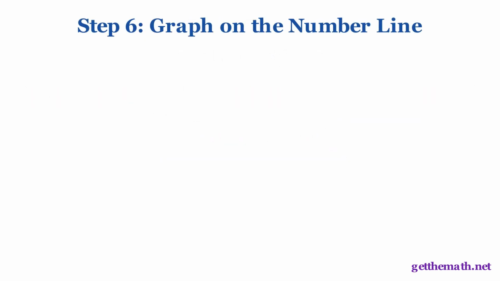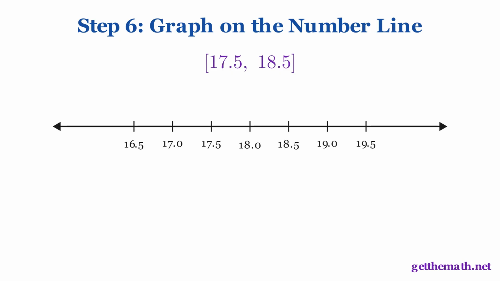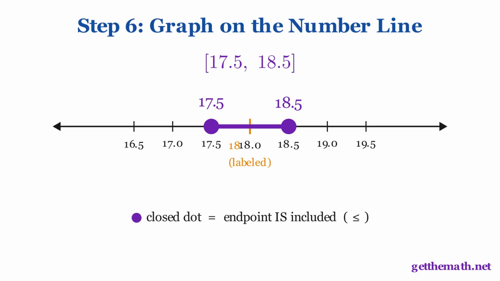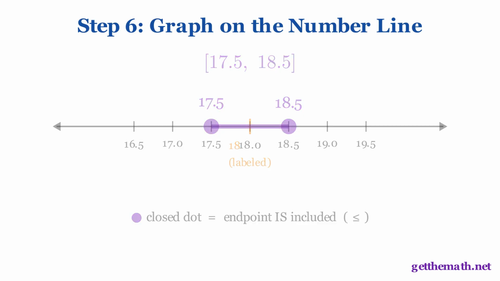Step 6, graph on the number line. Our solution is, W is between 17.5 and 18.5, including both endpoints. We place a closed dot at 17.5. We place a closed dot at 18.5. We shade everything between 17.5 and 18.5. Closed dots mean both endpoints are included. One connected shaded region in the middle. This is the in pattern.